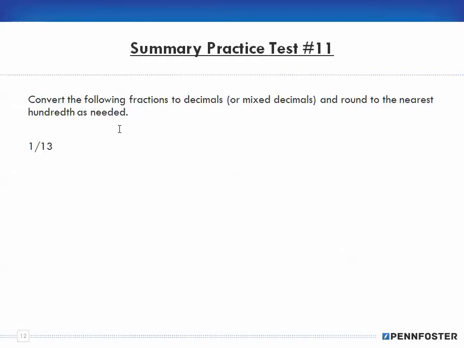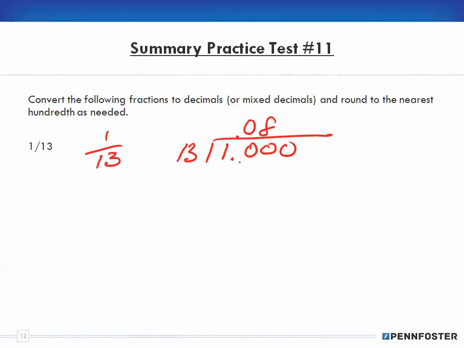11. Same thing. 1 over 13. So I take my 1 and I divide it by 13. I need 3 positions. So 13 into 10 goes 0 times. 13 into 100 goes 8 times. That's 24. That's 2. Oh, that's a little bit too much. So I know it's not 8. It has to be 7.